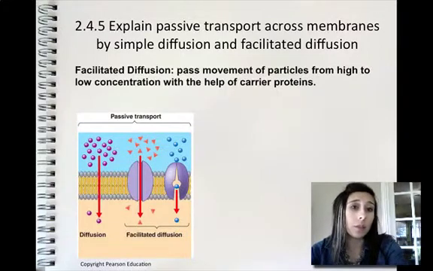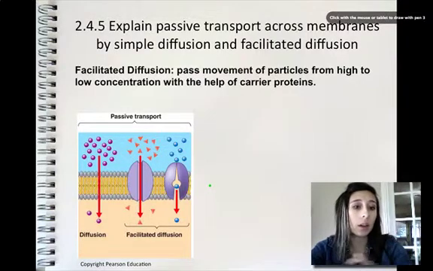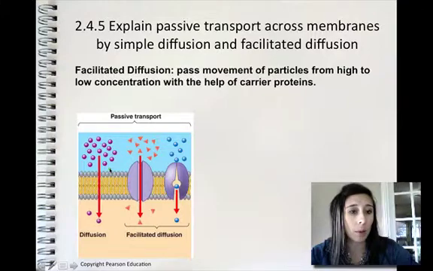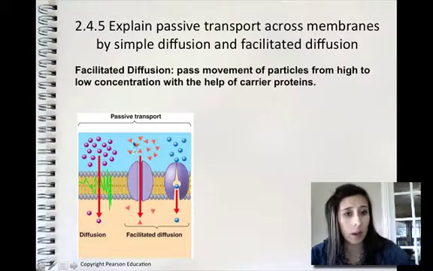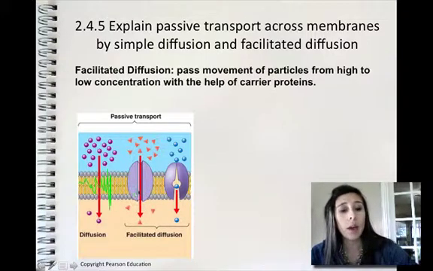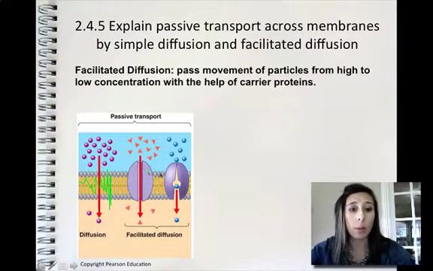So facilitated diffusion is still passive, but these are particles that will not go directly through the plasma membrane. If you look here, here's normal diffusion. These molecules are going through our lipid bilayer, but there are some molecules that are too big, or they have hydrophobic properties. They're not attracted to the phospholipid tails of the plasma membrane, so they're actually going to go through a carrier protein that will help them out.